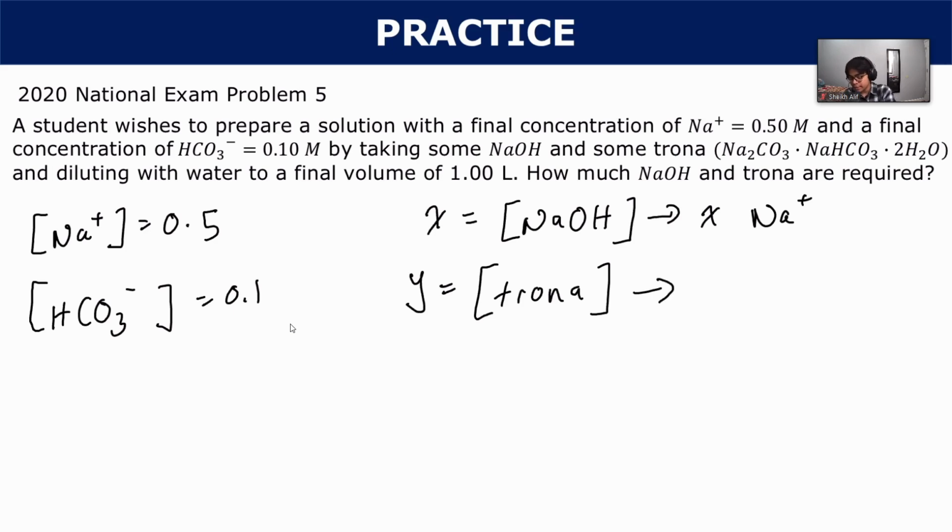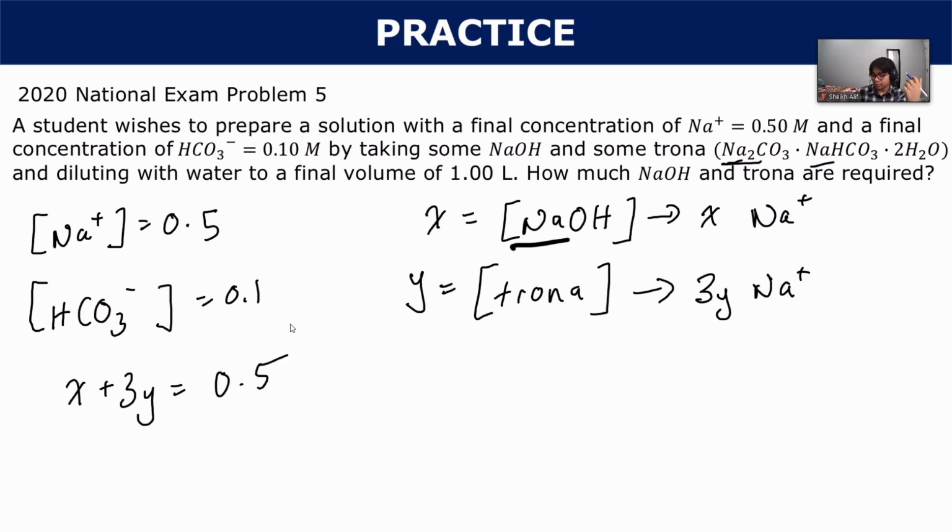And for Y, the number of Na plus ions that are going to be produced are going to be 2 plus 1, which is 3. So 3Y Na plus. Because in NaOH there's 1, and then in trona there's going to be 3 of them. And so we know that X plus 3Y has to equal 0.5, because that's going to be our final concentration. And then for trona, you might think, oh, it's just going to be Y, right? Y HCO3 minus, because that's the only source of HCO3 minus that's coming from any of these.